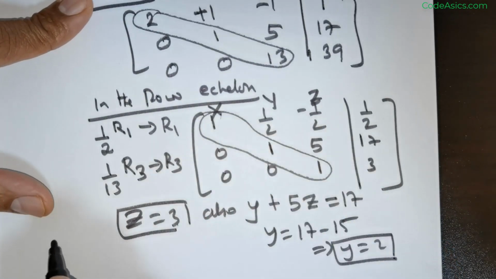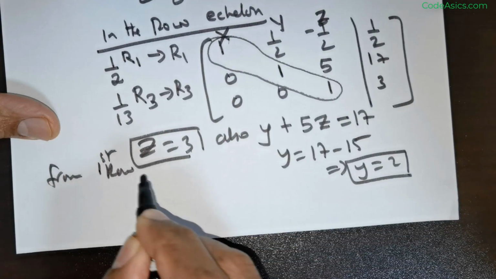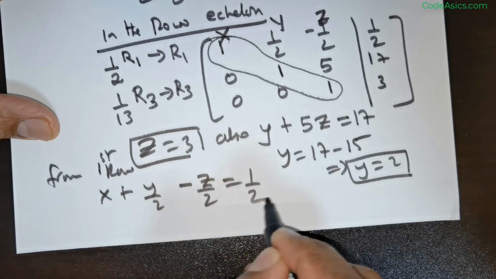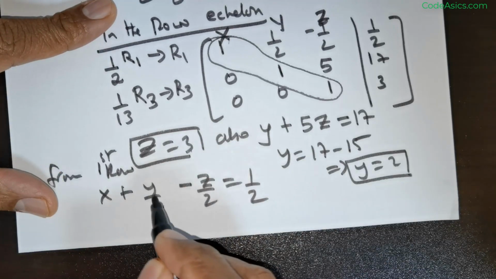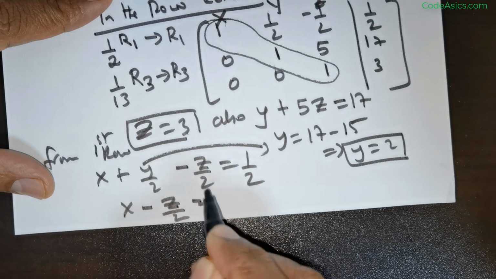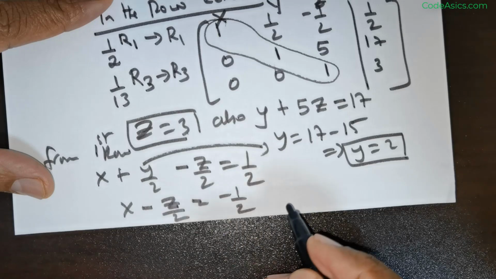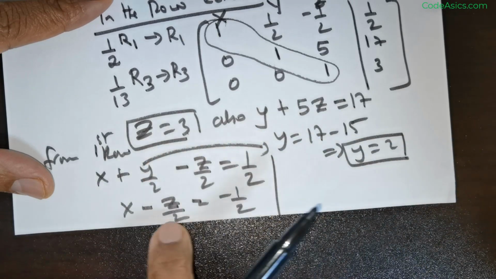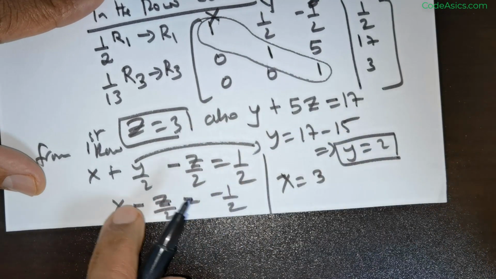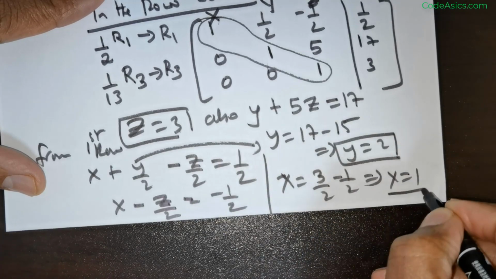And from the first row, what do we get? x plus y over 2 minus z over 2 is equal to 1 over 2. Now y is 2, so this is going to be 1, so push this 1 to the other side. You get x minus z over 2. When 1 goes to the other side, negative 1, that's going to give me negative 1 over 2. And my z is 3, so it will become positive 3 over 2, negative 1 over 2. This would mean x is equal to 1.